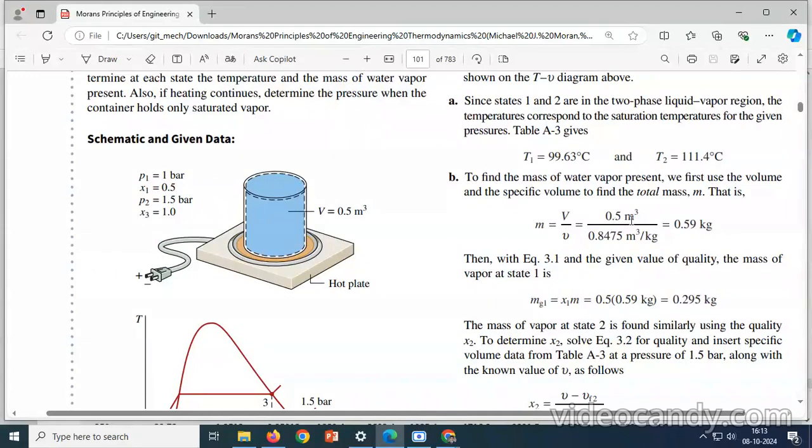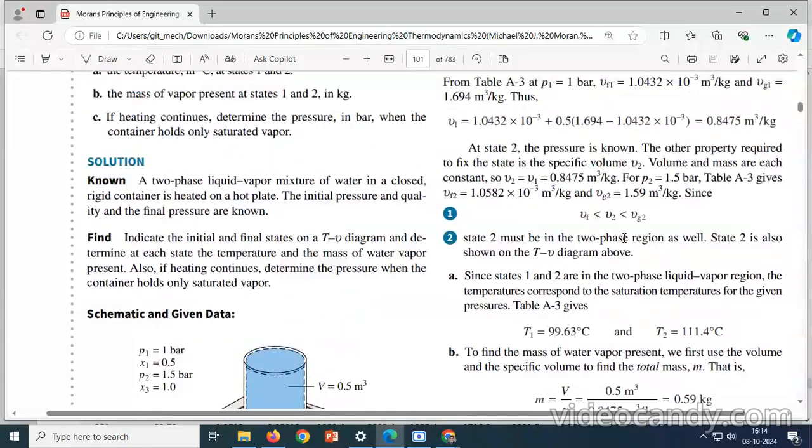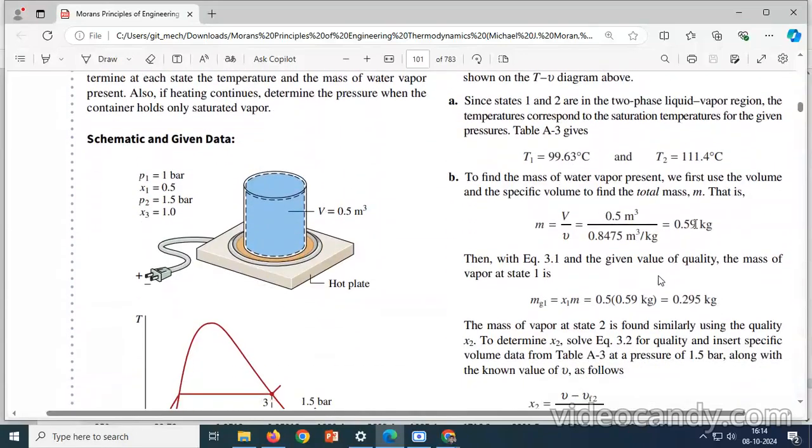So for the given mass, they have taken the total volume given for the system is 0.5. Specific volume for the given condition, that is specific volume for state 1, 0.8475. That they have taken and they found out the mass 0.59 kg. So meter cube will get cancelled. In the denominator, it is divided by kg. So finally, we'll get the total mass 0.59 kg of saturated water.